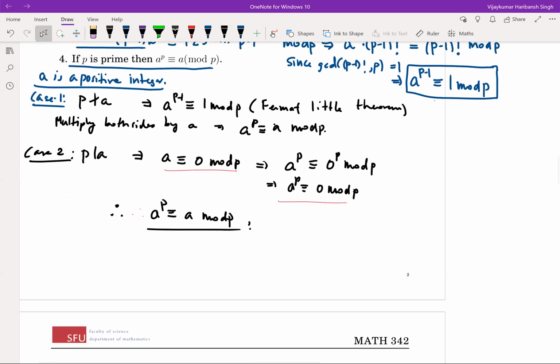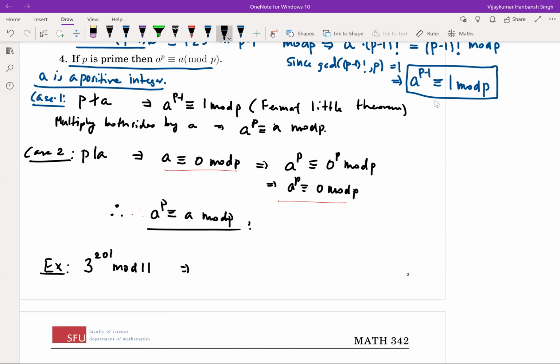Now an example of this. So why is this interesting or useful? Let's say you have 3 to the power 201 mod 11. You want to find this out using Fermat's little theorem.